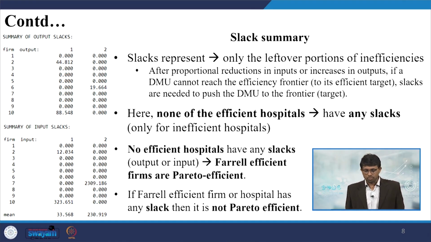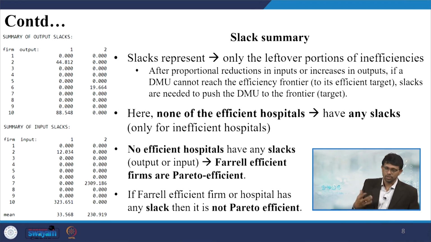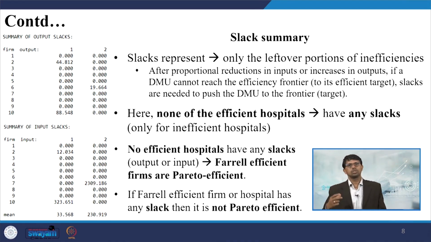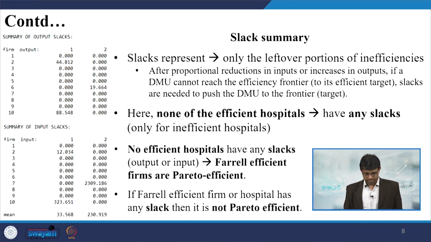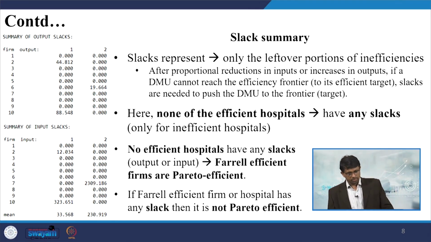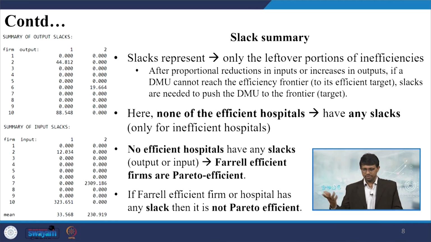So, after a proportional reduction in inputs or increase in outputs, if a DMU cannot reach the efficiency frontier, slacks are needed to push the DMU to the frontier. That is still the target. Through the slacks we can reach the DMU frontier. Here none of the efficient hospitals have any slacks, only inefficient hospitals may have slacks. So inefficient hospital cases are to be discussed. No efficient hospitals have any slacks.